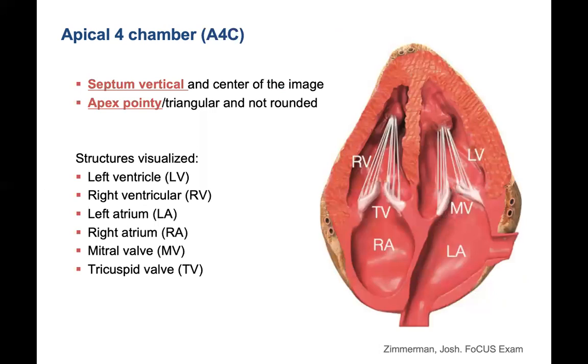In order to get that appropriate apical 4-chamber view, the two things we're looking at is we want that septum to be vertical and in the center of the image, and we want that apex to appear triangular and not rounded. In that apical 4-chamber view, we're going to see the left ventricle, the right ventricle, the left atrium, the right atrium, and the mitral valve and tricuspid valves, all in this orientation.